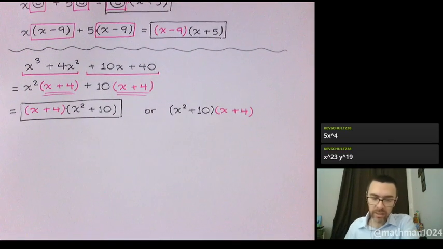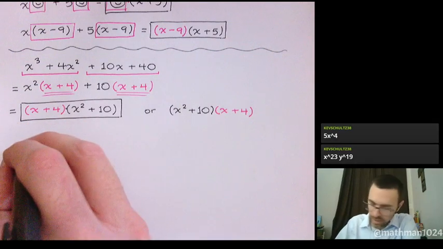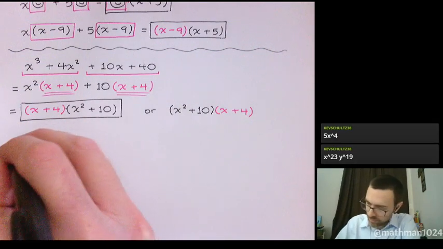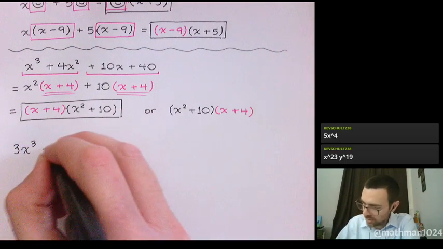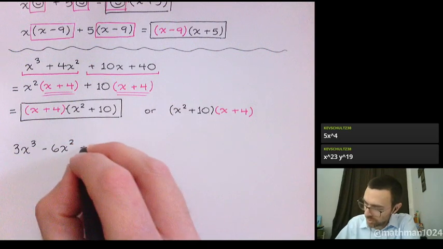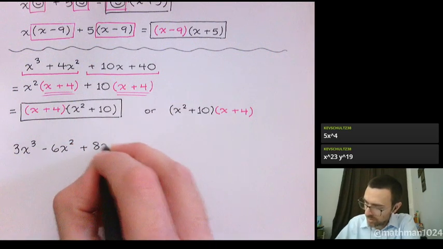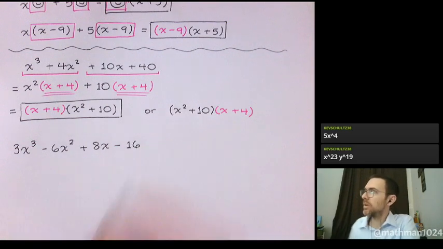All right, let's try another one. So let's try 3x to the third minus 6x squared plus 8x minus 16.